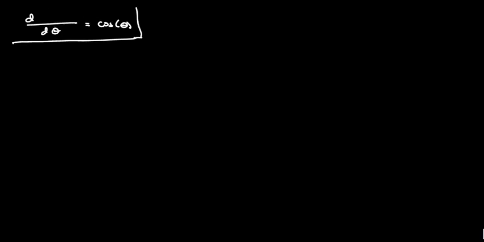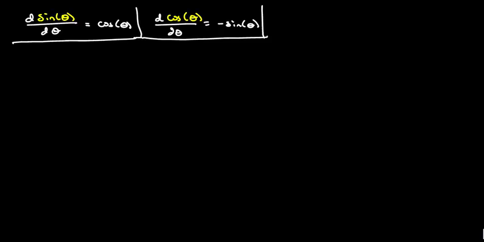So I'm gonna write that up here in a different color. So if we want to differentiate sine with respect to theta, we get cosine of theta. If we want to differentiate cosine of theta with respect to the variable theta, then we get negative sine theta. Okay, so we've got those two. Now what we're missing is tangent, clearly, and then the reciprocal functions. So we're looking at secant, cosecant, and cotangent. So let's go ahead and get those.